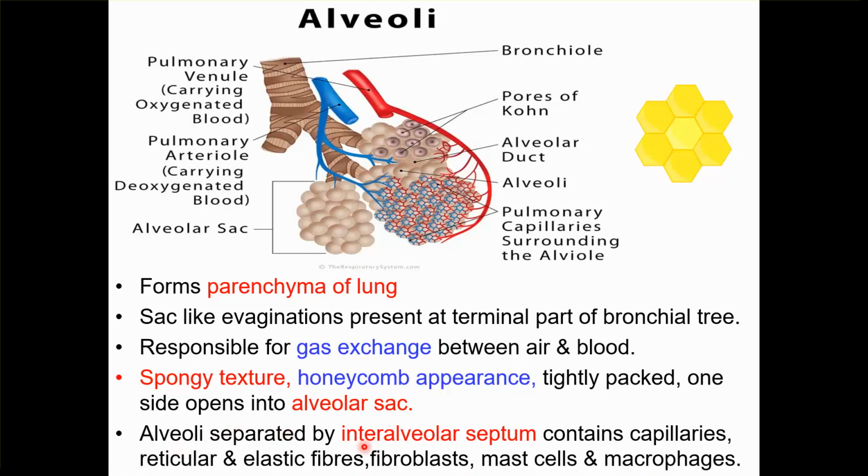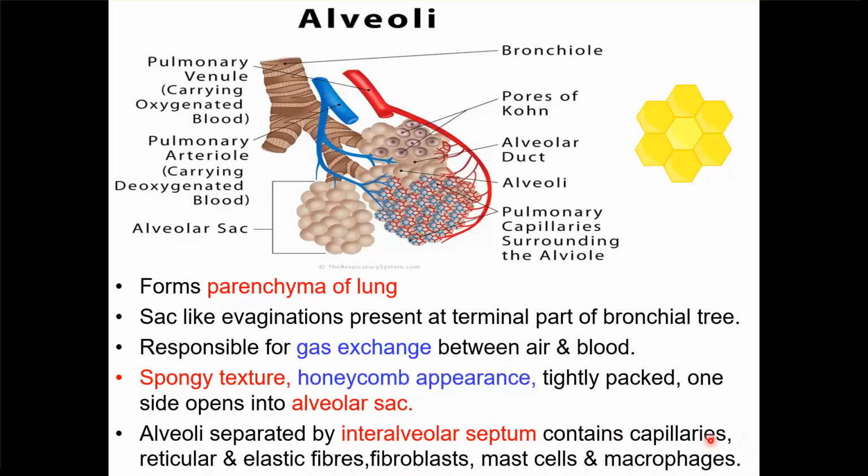Alveoli are separated by the interalveolar septum. So between each alveoli there is an interalveolar septum. This is basically connective tissue, right? The interalveolar septum between two alveoli contains capillaries, reticular and elastic fibers, fibroblasts, mast cells and macrophages. So the interalveolar septum is very important.